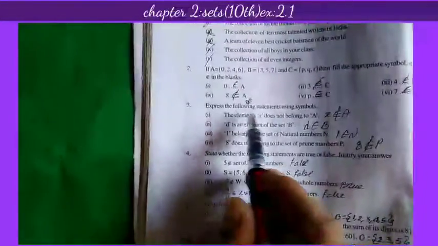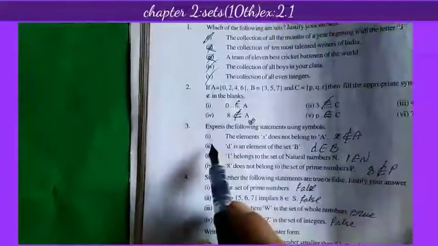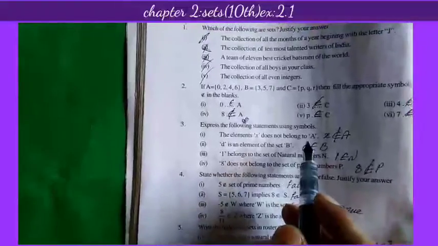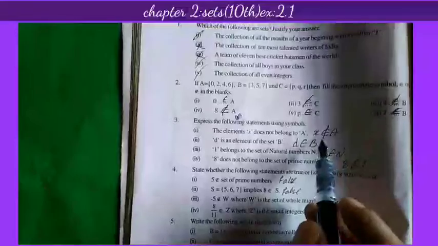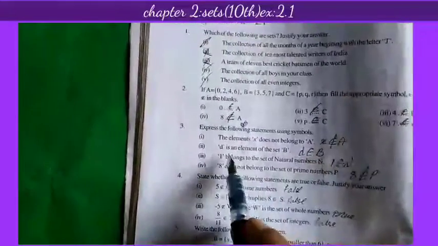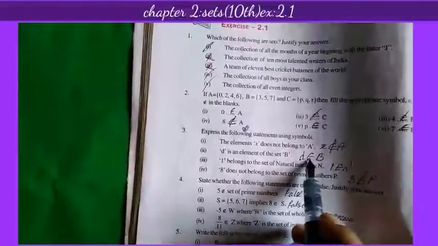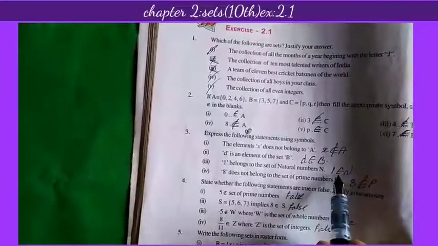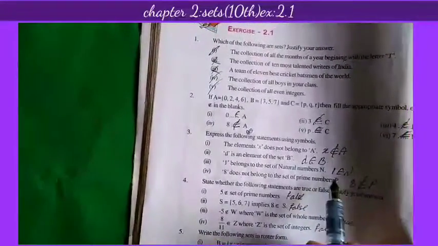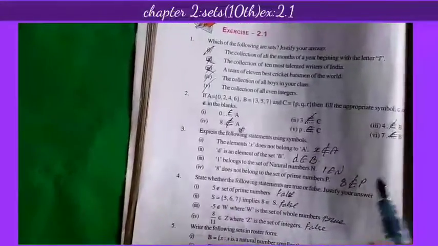Coming to the third question, express the following statements using symbols. First question, the element X does not belong to A. So X does not belong to A. Here we use a symbol like this. D is an element of the set, D is in that set, so we write belongs to. D belongs to B. 1 belongs to the set of natural numbers, so we use the symbol epsilon and N. 1 belongs to N. 8 does not belong to P, so we write epsilon and cross it. 8 does not belong to P.